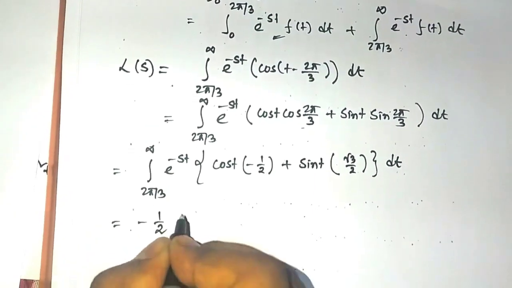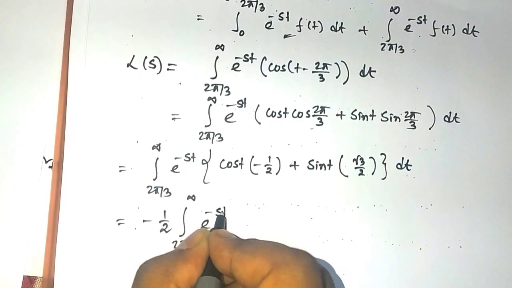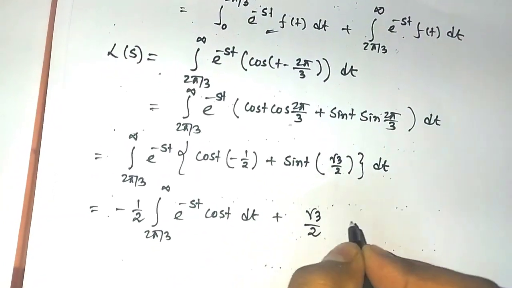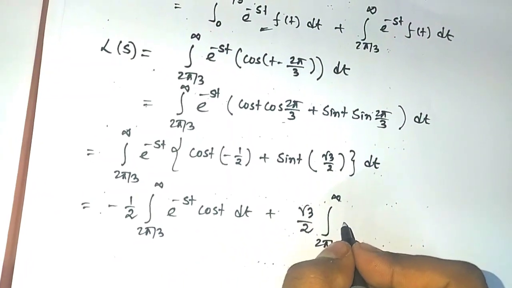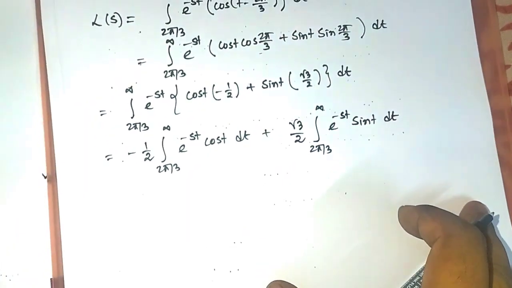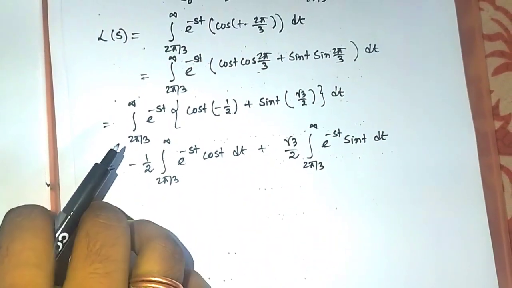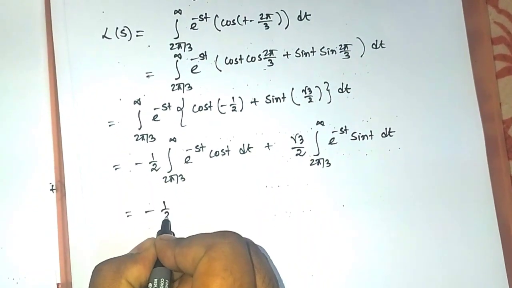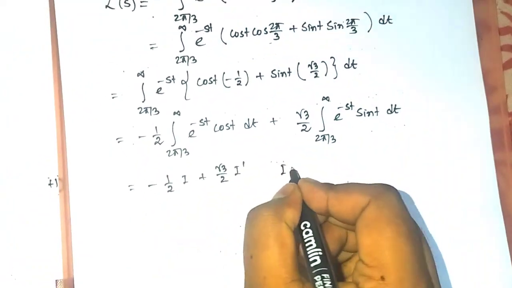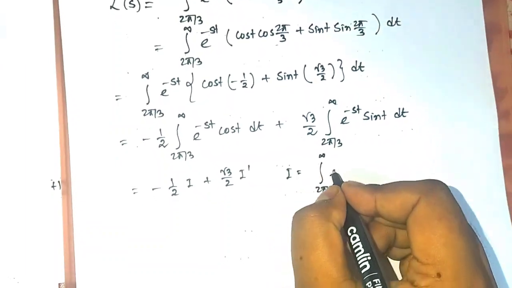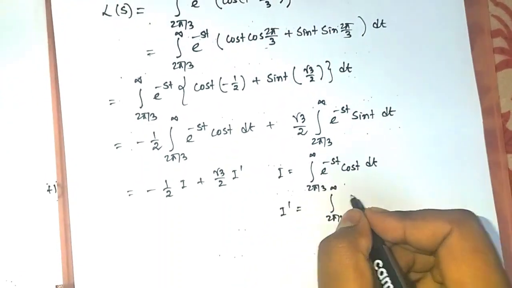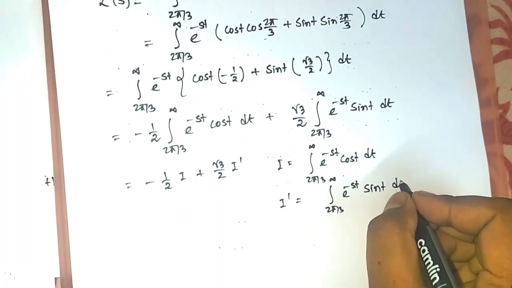Now -1/2 times the integral from 2π/3 to infinity of e^(-st) cos t dt, plus √3/2 times the integral from 2π/3 to infinity of e^(-st) sin t dt. I am considering these two integrals as I and I dash. So -1/2 I plus √3/2 I dash, where I equals the integral from 2π/3 to infinity of e^(-st) cos t dt, and I dash equals the integral from 2π/3 to infinity of e^(-st) sin t dt.